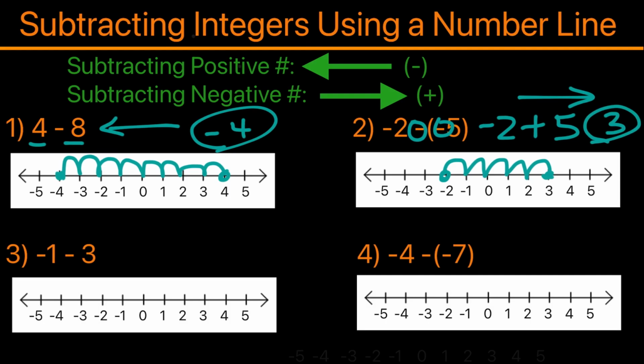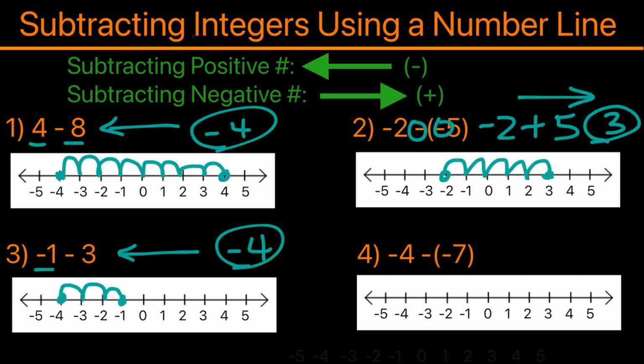Now for the third example, we have -1 minus 3. Now this is subtracting a positive number, so we'll be going toward the left. And starting point is -1, and we'll go 3 spaces to the left. So that's 1, 2, 3. And the answer is -4.